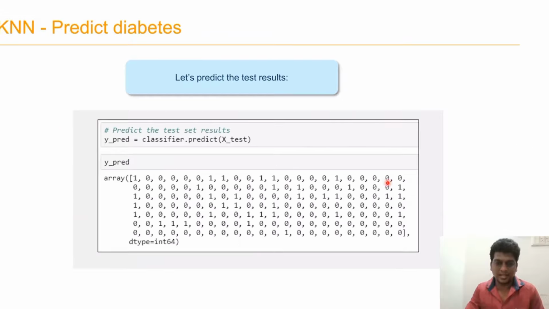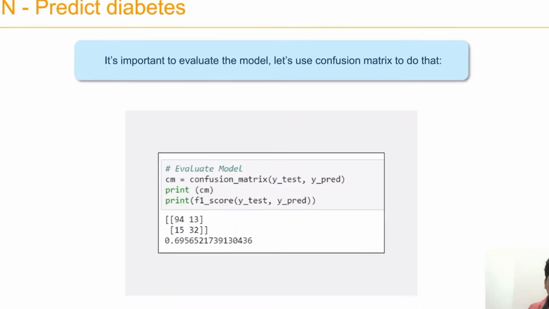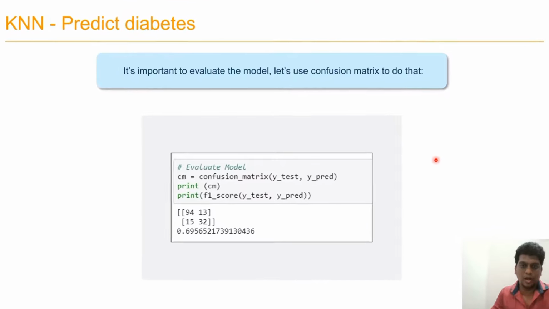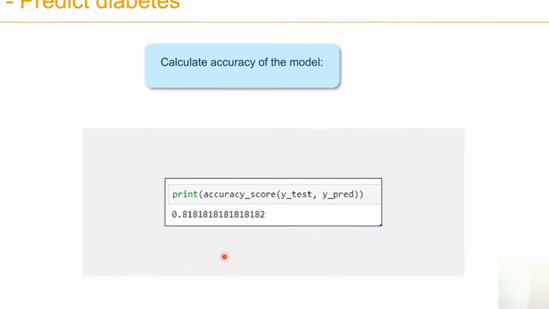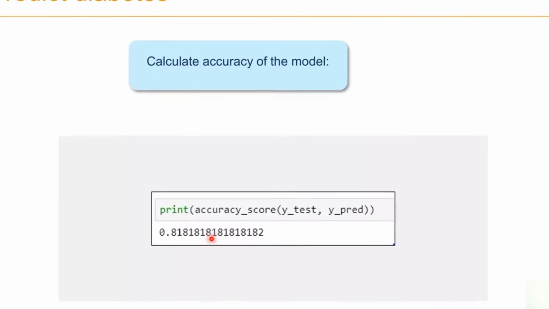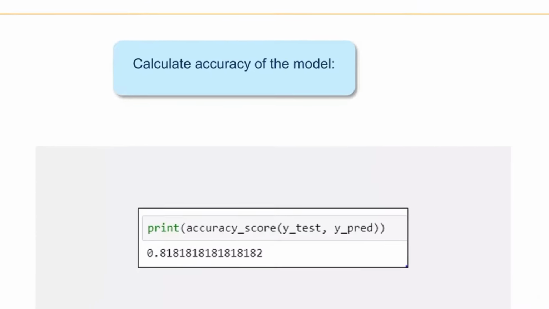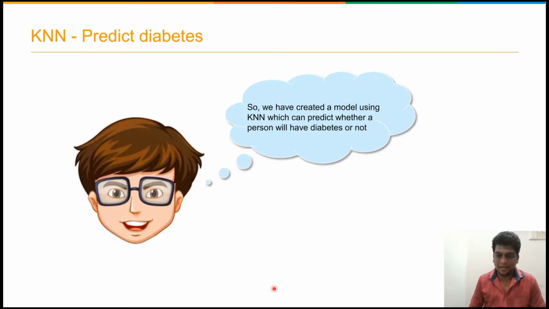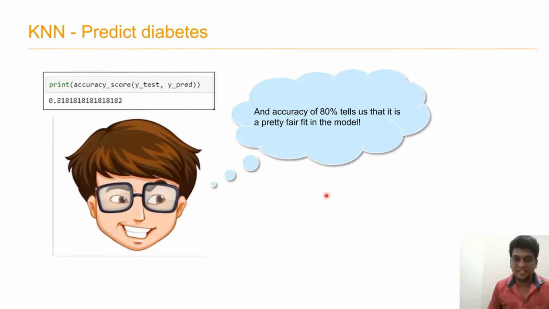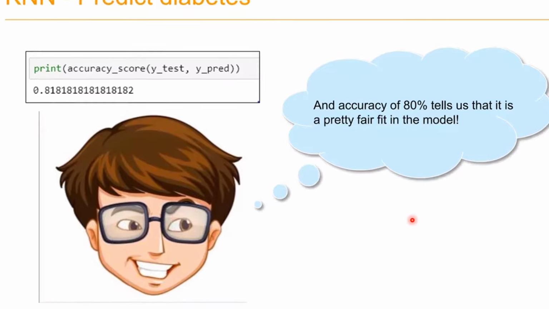Let's predict the results here. For the test set we obtain the results. Finally we have to evaluate the model with the help of the confusion matrix. Then we calculate the accuracy score as 0.8181, which is 81.81% accuracy. We can build a model that can predict whether a person has diabetes or not. So the accuracy we obtained here is 81.81%, which is a pretty fair fit for the model.